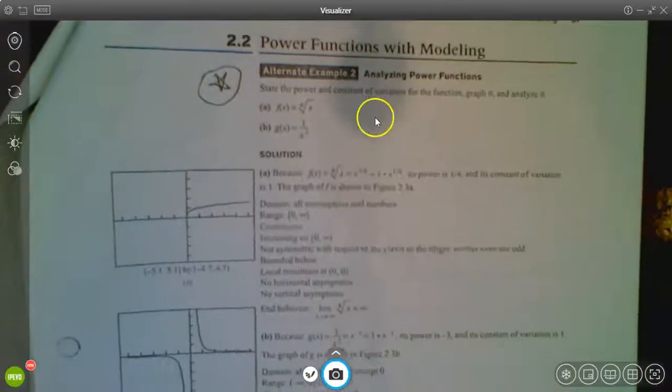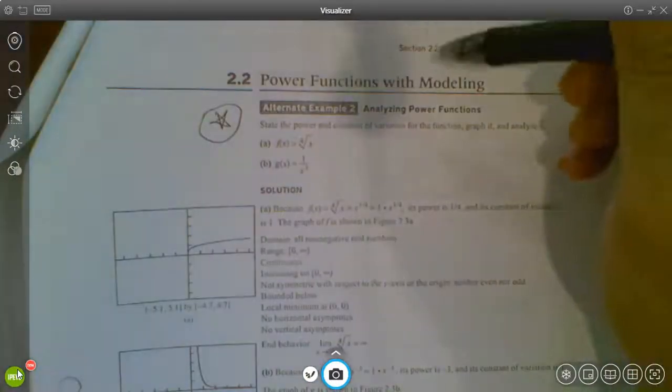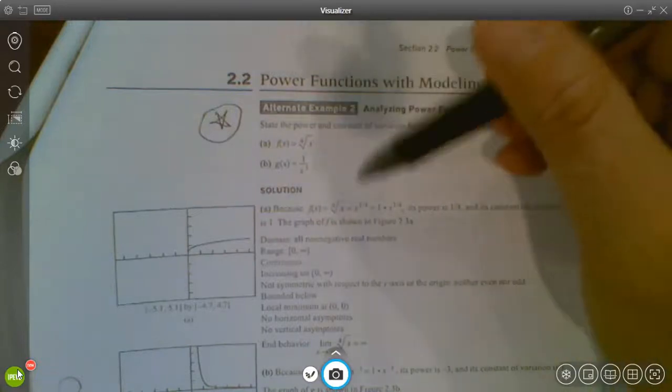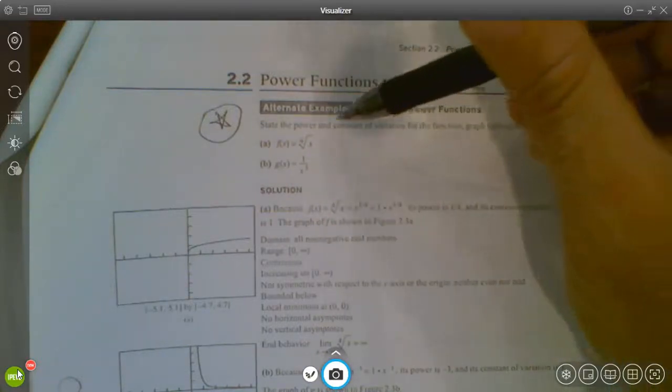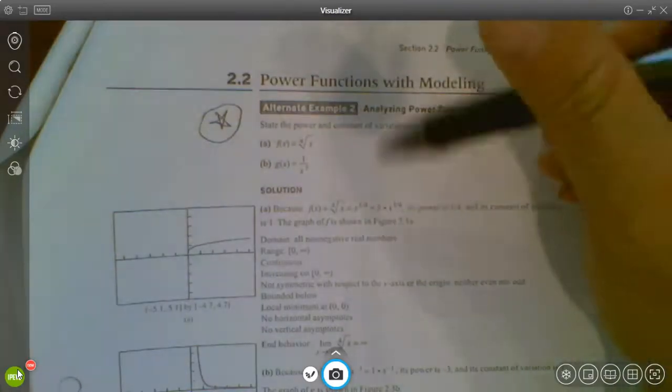And get us into these. So here's a little more similar information. Now they're just asking us to analyze these in a couple different ways. It's saying state the power, the constant. They want us to graph it and analyze it. So a lot going on here.